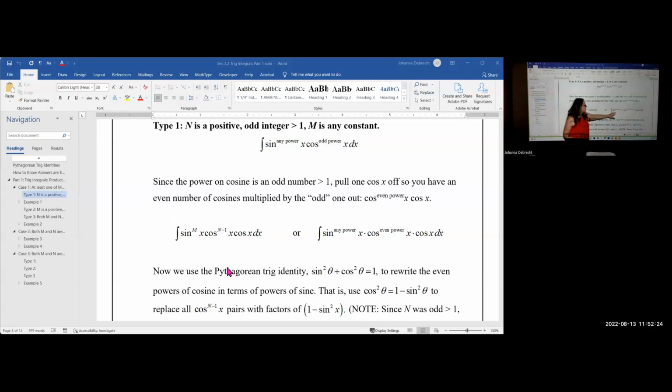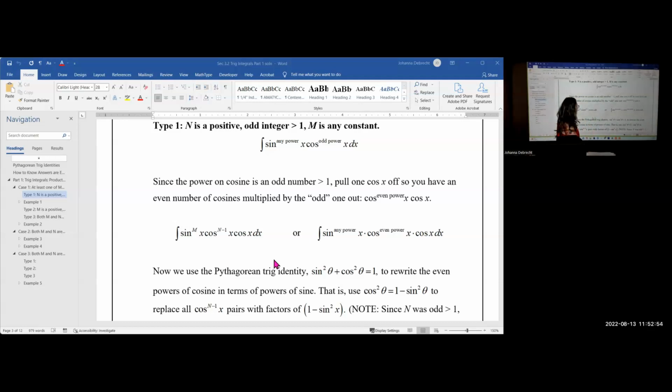Now, what does that give us in our integral? Then that gives us sine to any power of x, and I'm just keeping the argument simple, x, times cosine to an even power times cosine. Remember, I had an odd number of cosines, and I pulled 1 away, so I got an even group and the 1 by itself. Now I'm going to take the even ones, and I'm going to convert them in pairs, each pair, using the Pythagorean identity.